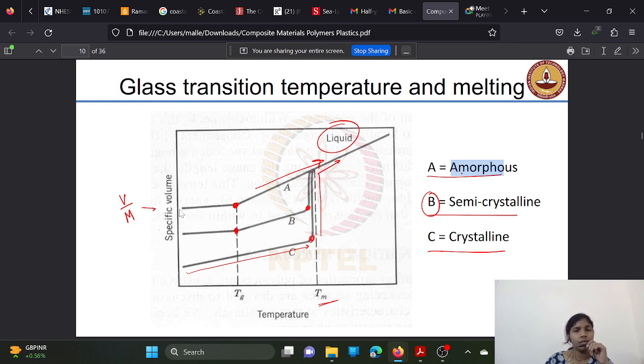And see, for an amorphous material, with an increase in temperature, what is happening? The specific volume is getting increased, right? Suppose you take a container and keep a solid in that container. The volume occupied by the solid will be less compared to when you transform the solid into liquid by heating it; the volume occupied by the liquid in the container will be more than the solid.